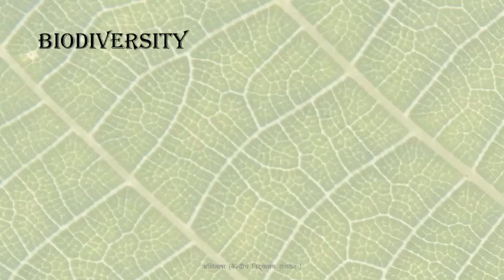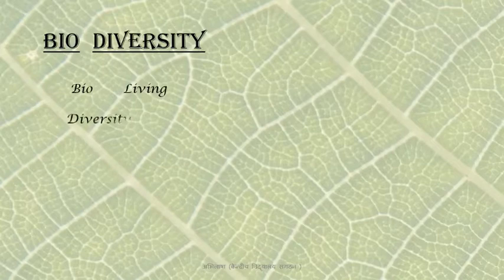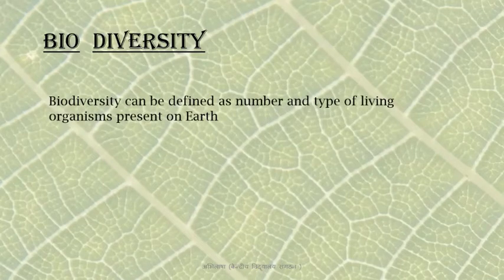Biodiversity or biological diversity comes from two words, bio and diversity. Bio meaning life and diversity meaning variety. So biodiversity can be defined as the variety of living organisms on Earth. In this context, it is important to remember these points.